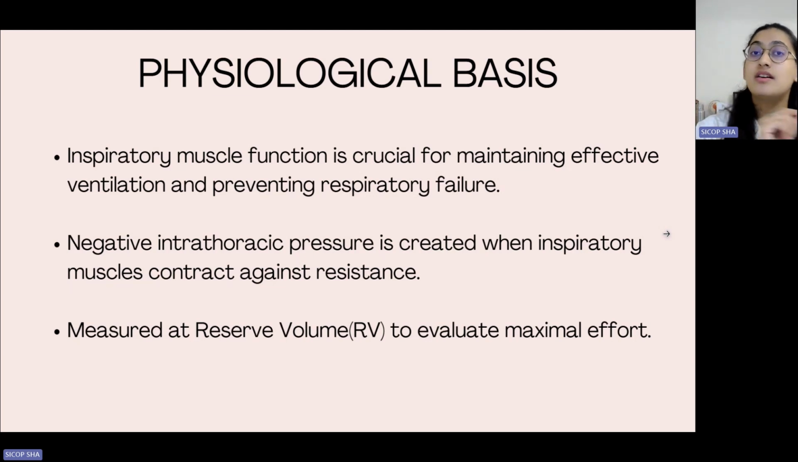Now let's understand why residual volume is important. Residual volume is nothing but the volume of air that is left inside the lungs after maximal expiration. During the residual volume, the muscles that we talked about, that is the diaphragm and the external intercostal muscles, are at the shortest length. When the muscles are at the shortest length, they take maximum force to bring about maximum pressure generation inside the lungs. And hence, since we are trying to look at the maximal inspiratory pressure, it is measured at residual volume.